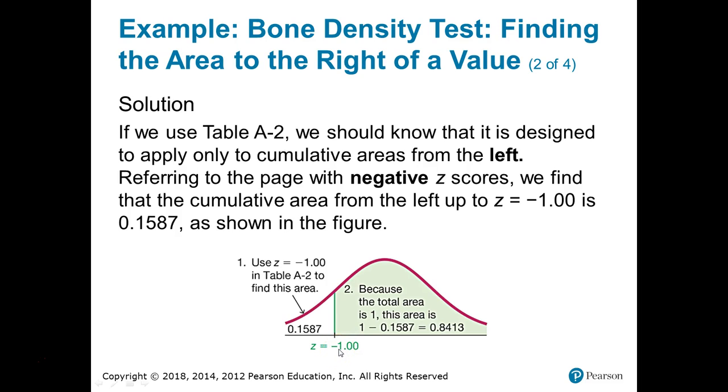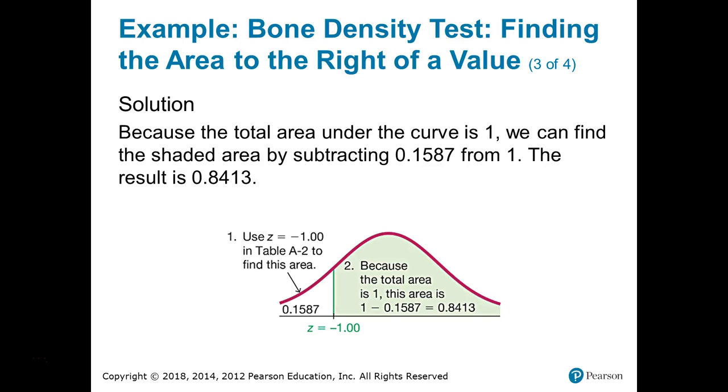So we look at our table for -1. -1 tells me 0.1587. And I want to get the area to the right of that, so I'm going to do 1 minus 0.1587 for my final answer of 0.8413.